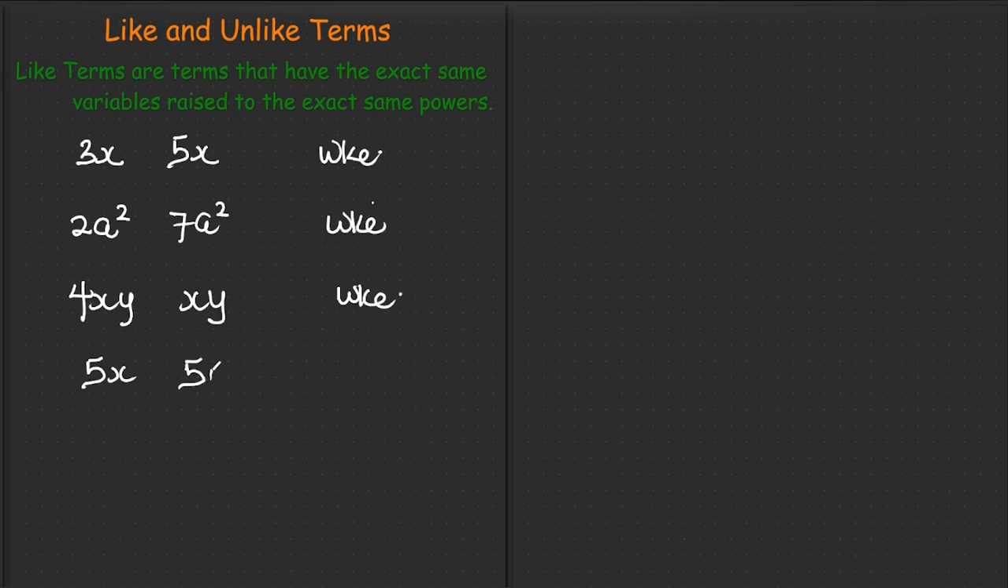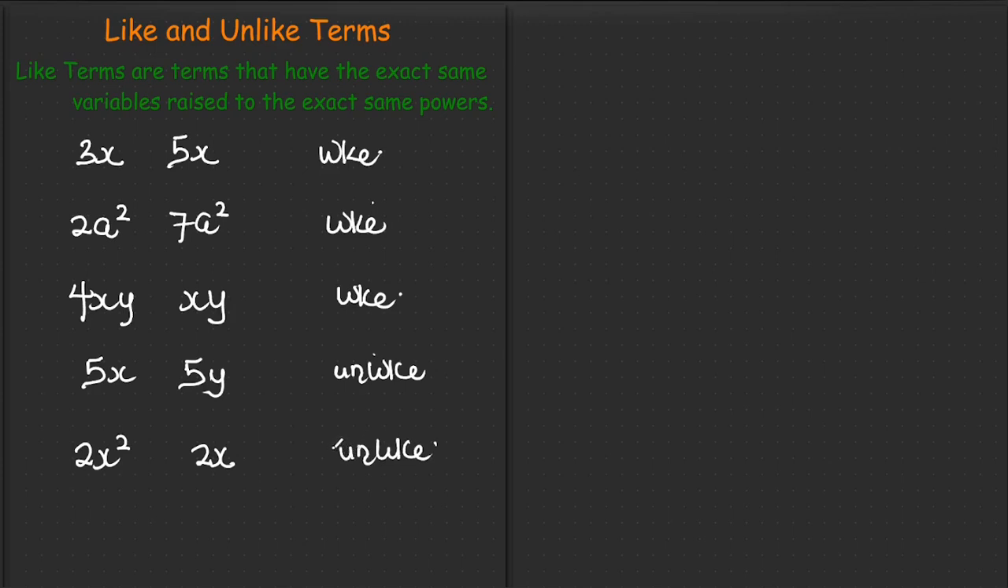terms. But if you have 5x and 5y, can we say they are like? No, because they don't even pass the first test. The variables are not the same. This is x, and this is y. So with that, we say they are unlike. On the other hand, 2x squared and 2x, though the variables are the same, the powers on the variables are not the same. They have different powers, and hence we can also say they are unlike.